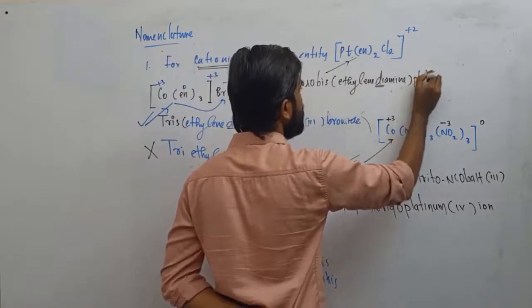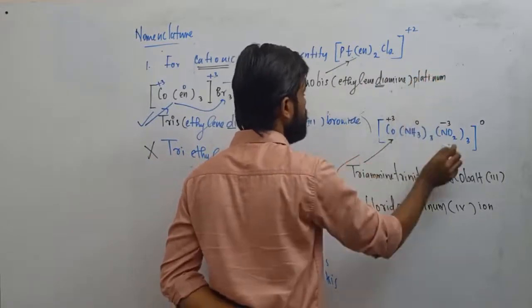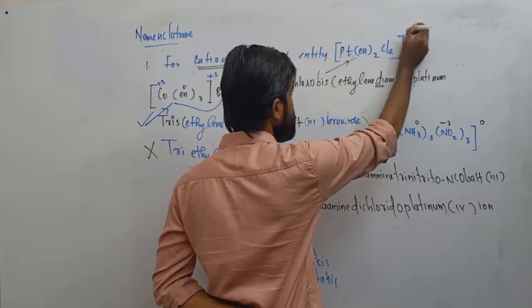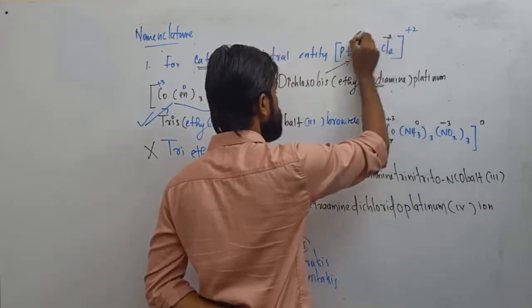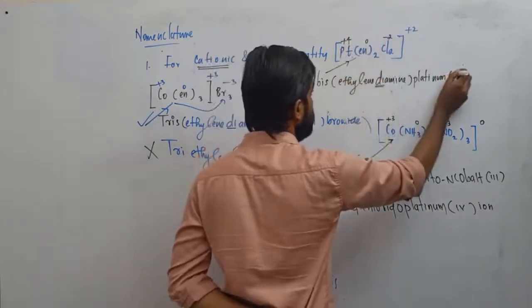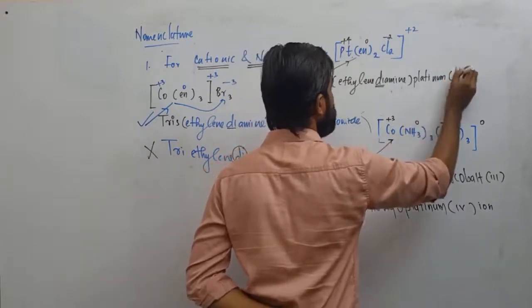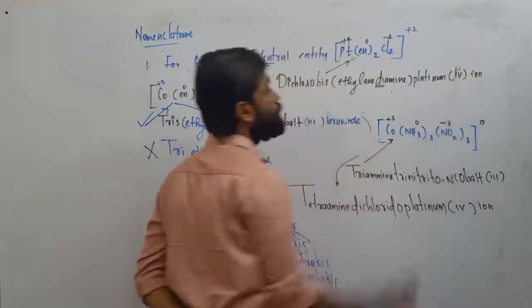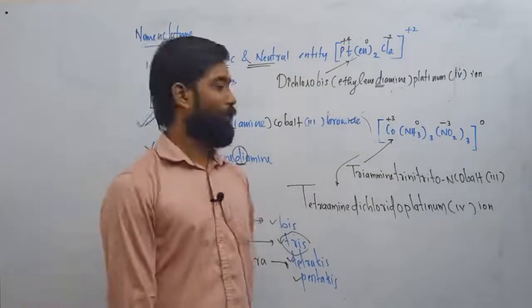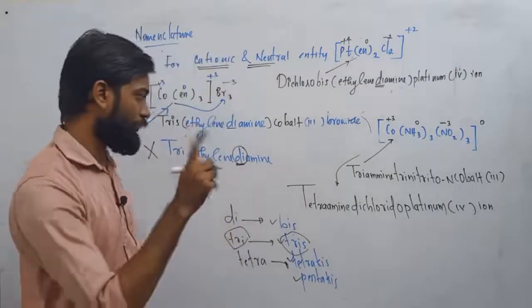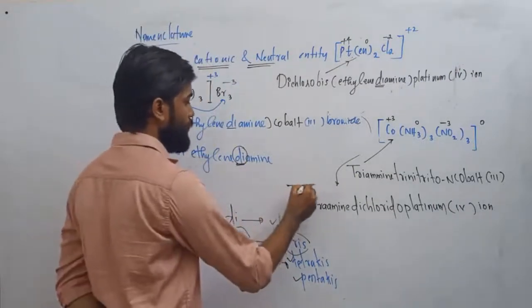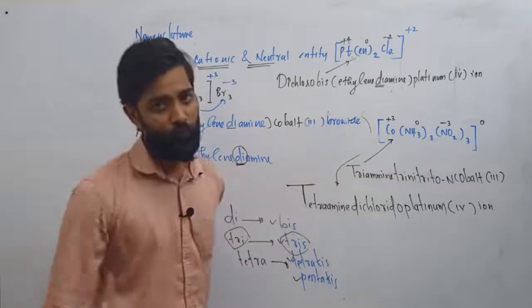The next, the central atom, that is platinum. You want to find the oxidation state here. The complex is +2, the chlorides give minus 2, and ethylene diamine is 0, so this should be +4. Sorry, the Stock notation of 4 is like this, and this is an ion. And one more thing: usually the first letter is capital and the remaining are small.